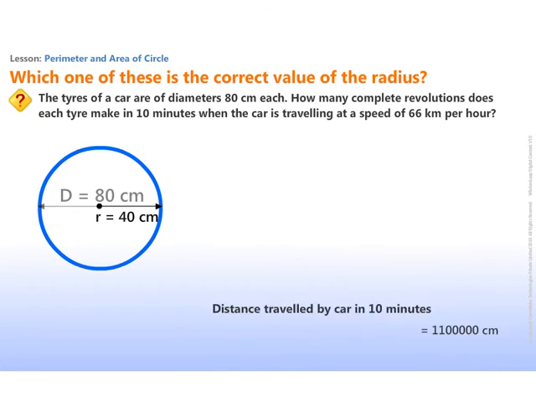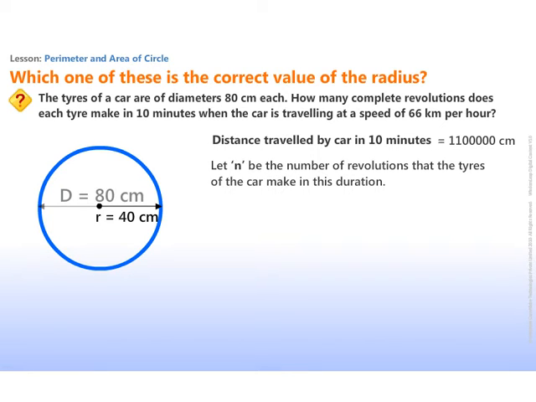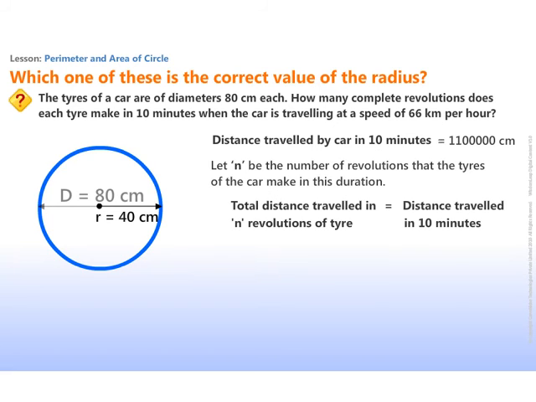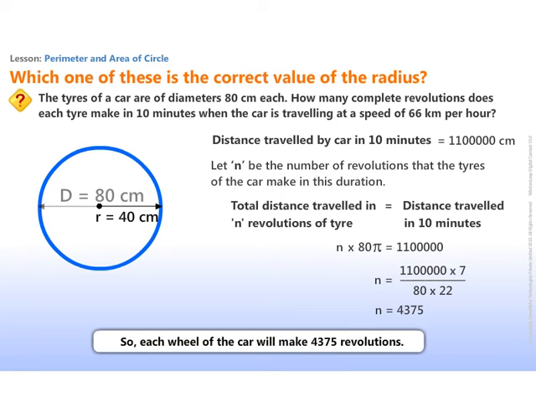Let n be the number of revolutions that the tires of the car make in this duration. We know the distance traveled by the tire in one revolution is equal to the circumference of the tire, that is equal to 80 pi. So, the total distance traveled in n revolutions of the tire is equal to the distance traveled in 10 minutes. Substituting the known values and simplifying, we get the number of revolutions as equal to 4375. So each wheel of the car will make 4,375 revolutions.